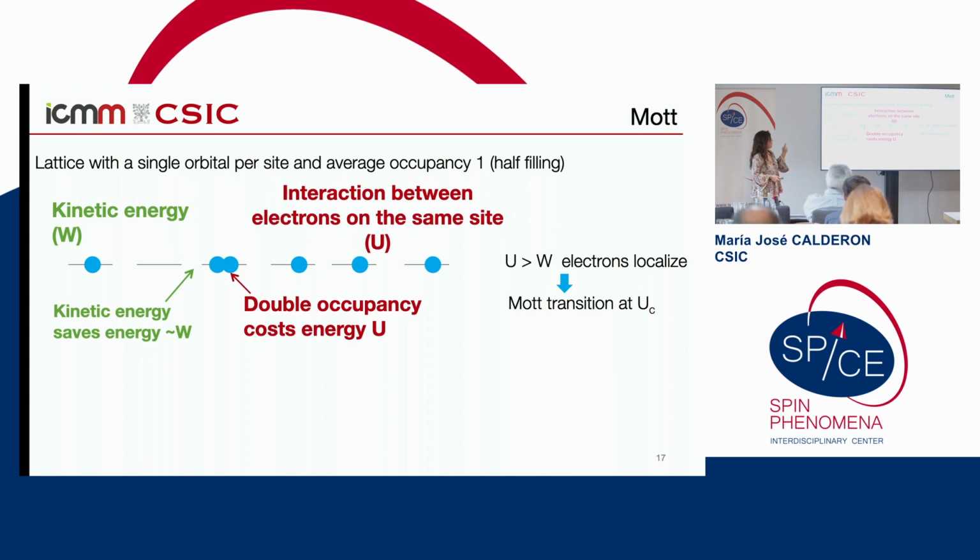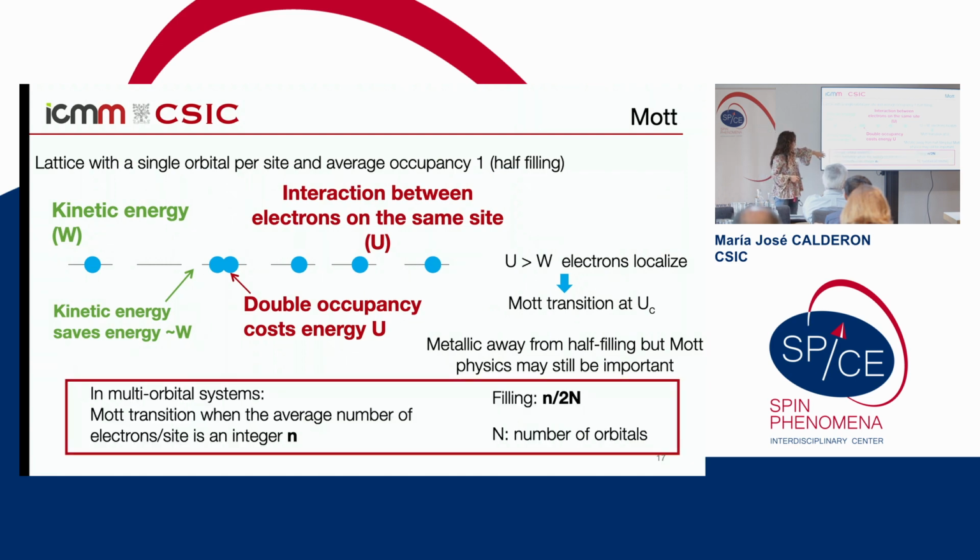If instead of having one orbital, we have many orbitals, which is the case that we have here, then you can also have this Mott transition happening at all the integer fillings in your system. So this is what we would expect. And very importantly, even when you are not at integer filling, you can have what I would call Mott physics, which is strong effects of correlation, formation of local moments, etc.